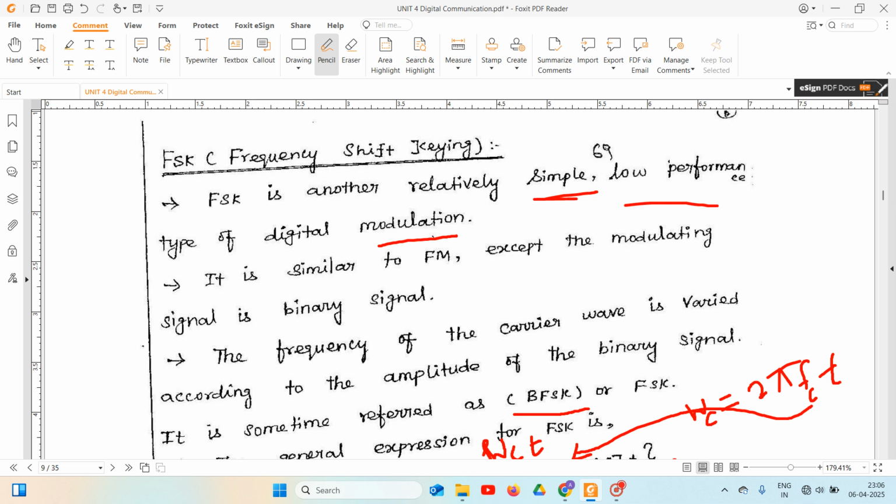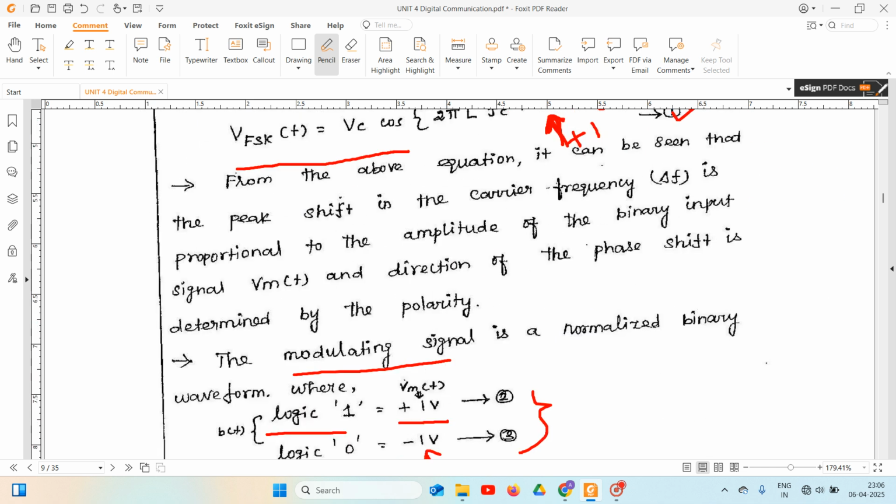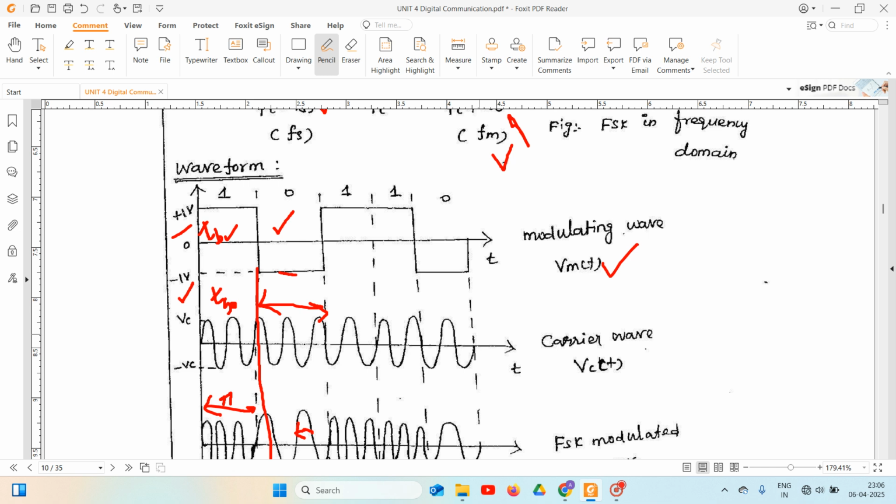So FSK is almost similar to FM, but the only difference is the carrier of the analog signal varies in accordance with the digital input signal. It's called FSK. We can also call that one binary frequency shift keying, right? So this is my carrier signal, this is my analog signal. The frequency of the carrier signal varies in accordance with the digital input signal. This is called binary frequency shift keying or frequency shift keying.